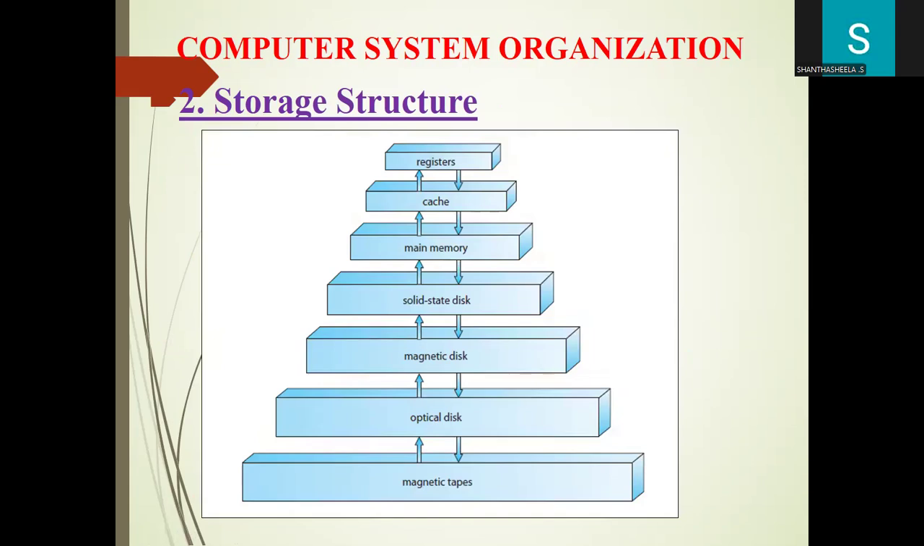So the accessibility of registers is more than the cache, and the accessibility of cache is more than the main memory, and so on. And the size of the magnetic tape, compared to the registers, is higher.